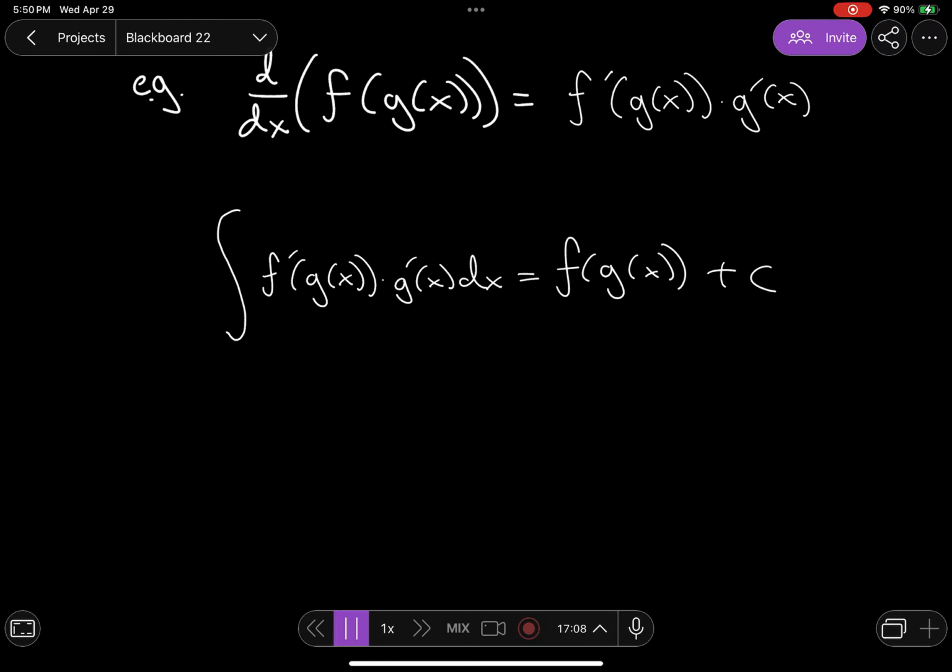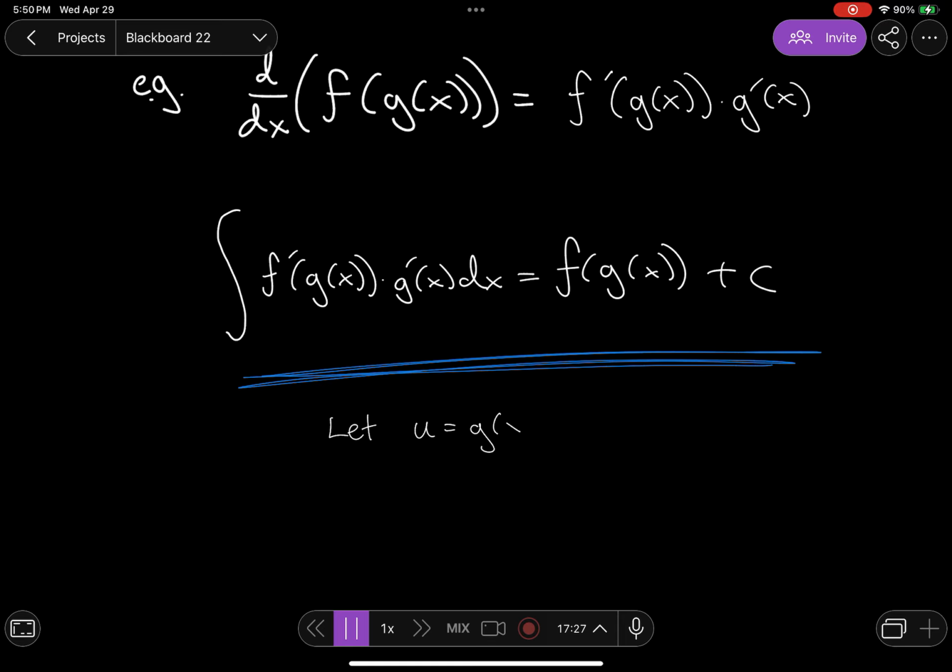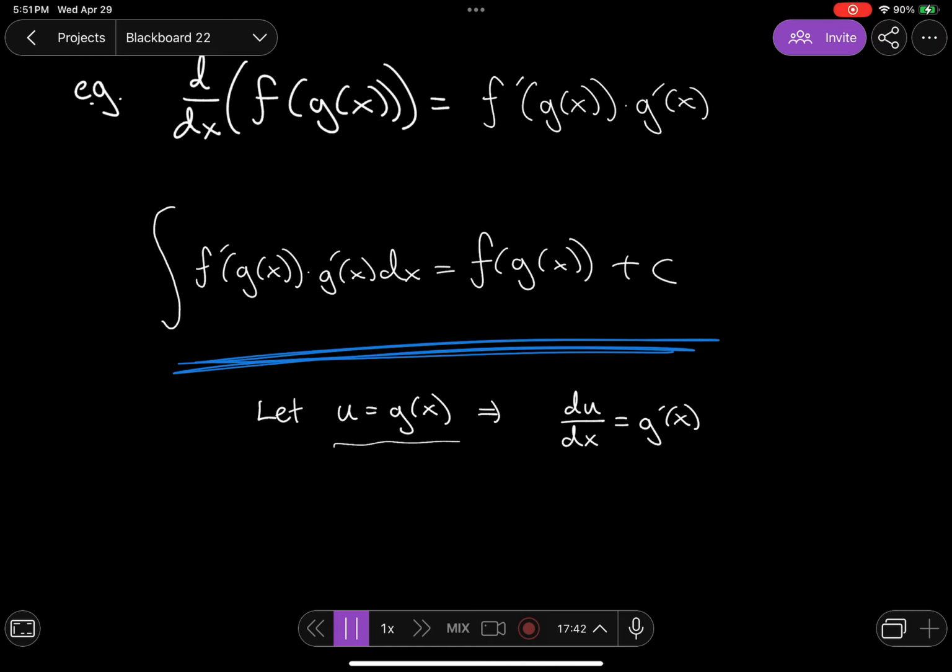integration. Now, to kind of give us a hint for what this session is going to be about, what I could do is rewrite this. Here's how I'm going to rewrite this. I think what I can do is let a new function u, which is a function of x, be equal to g of x. All right? Now, what this implies is that the derivative of u with respect to x is g prime of x. I simply took the derivative on both sides of this equation.